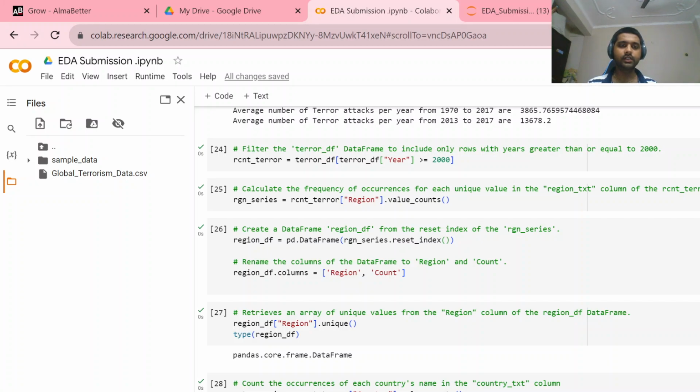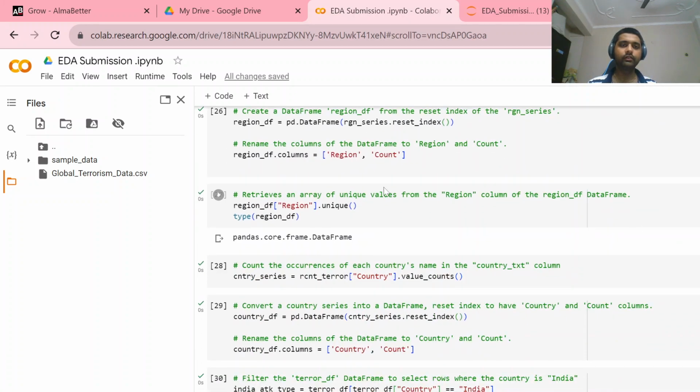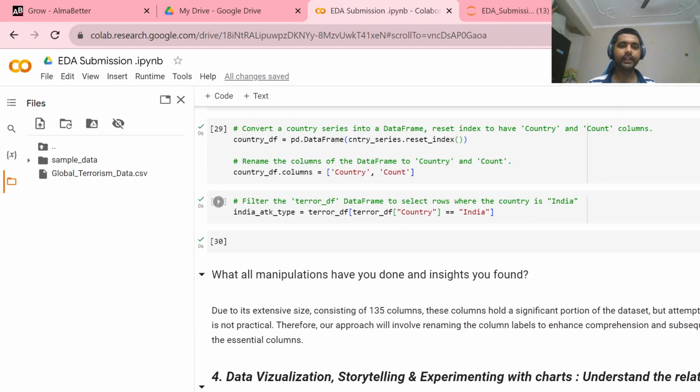From this we make a region series. According to the region, we count how many attacks occurred in the particular regions, and we choose these columns. And we did the same with the India attack type, where we choose the country as India, in which only the attacks that occurred in India from the year 2000 are considered.